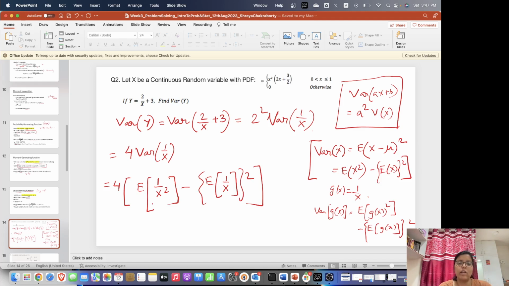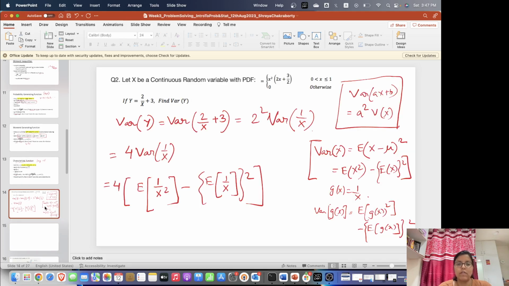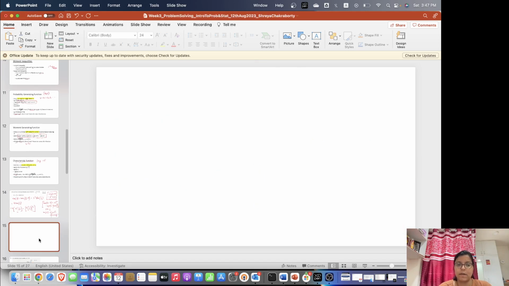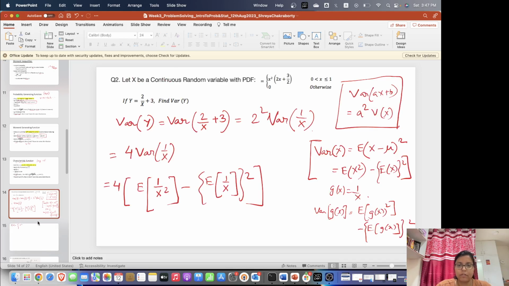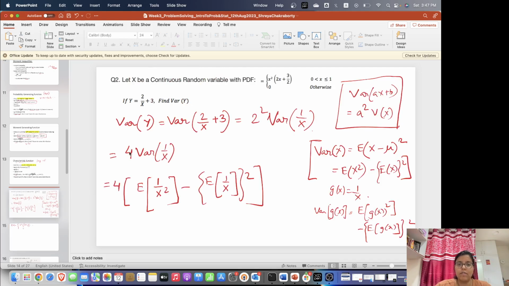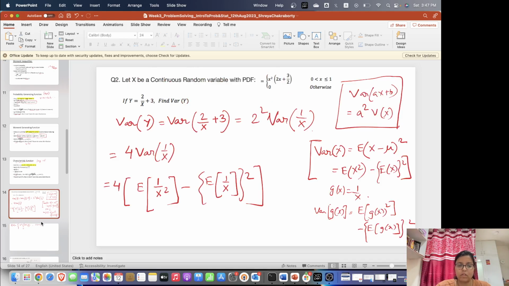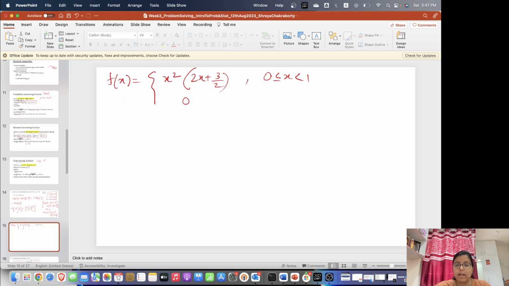Now we'll find out each of the individual terms. So here we have our PDF as this. So the f of x is x square 2x plus 3 by 2, 0 otherwise, if 0 less than or equal to x less than 1. Sorry, this is not defined at 0.